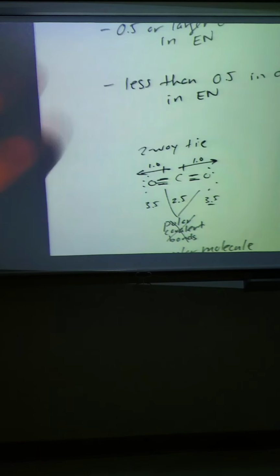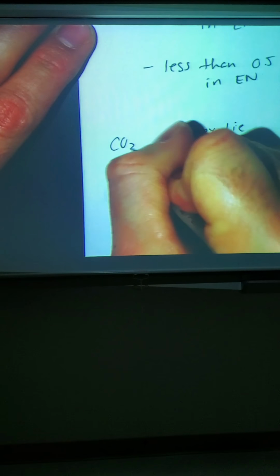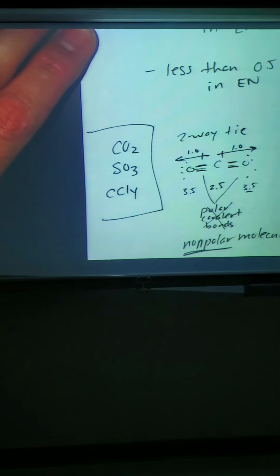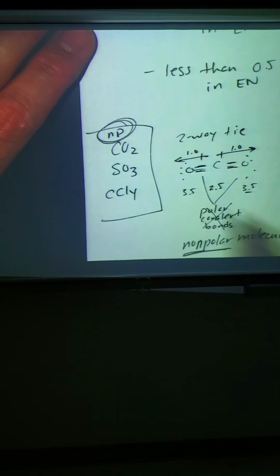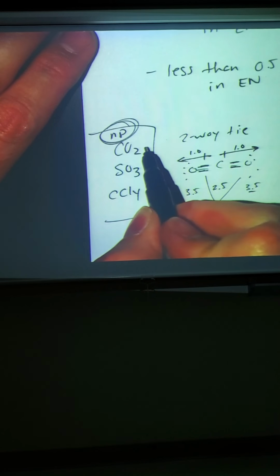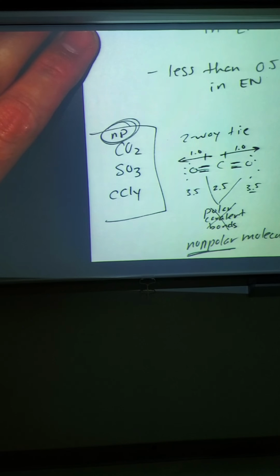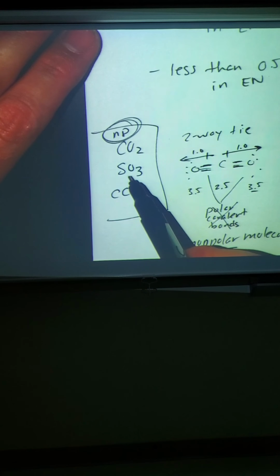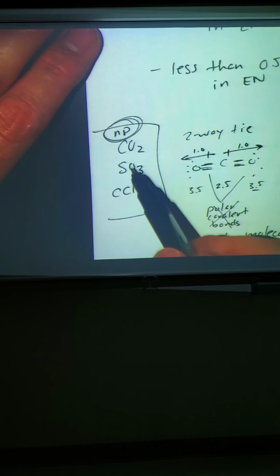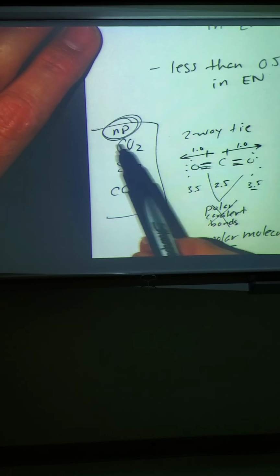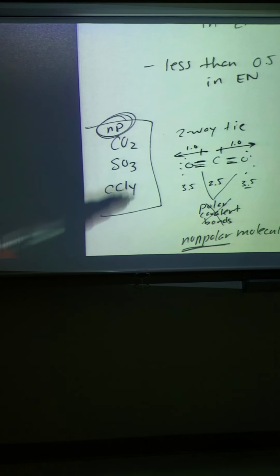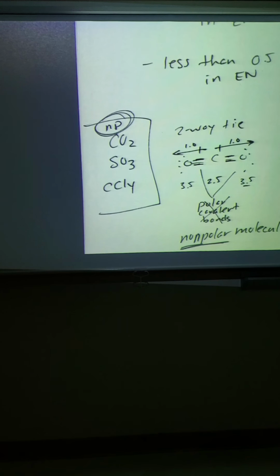So watch out for CO2, SO3, and CCl4. Those are the ones that are nonpolar given their shape. If you just do the subtraction, you're going to get 1.0, 1.0, and 0.5, and they're going to look polar. But they're in every single homework question. Sometimes two of them are, sometimes all three of them are. They're in there for a reason. Because shape and polarity can work against each other, and they do when there's a two-way tie, three-way tie, or four-way tie. So watch out for those.